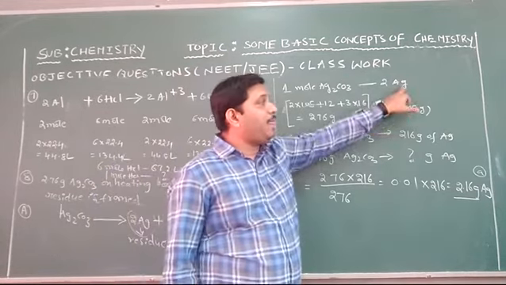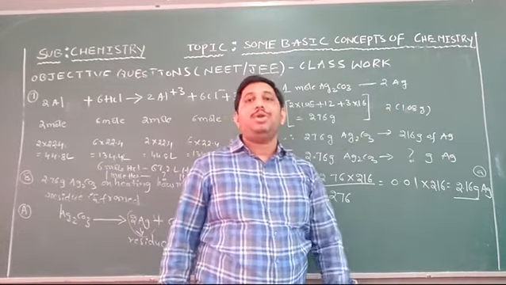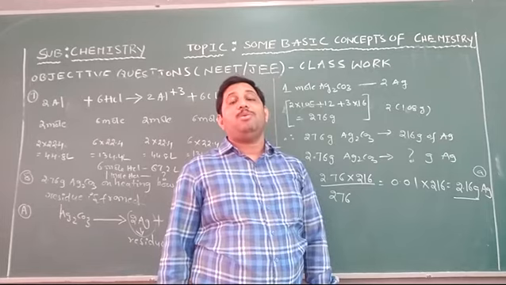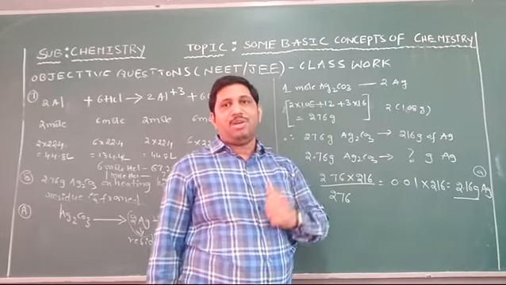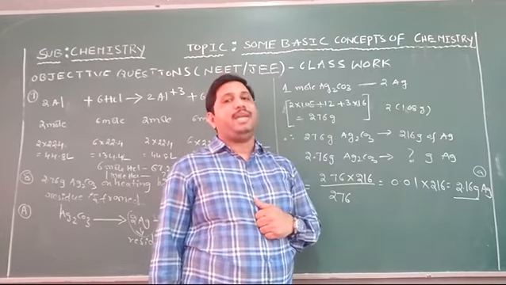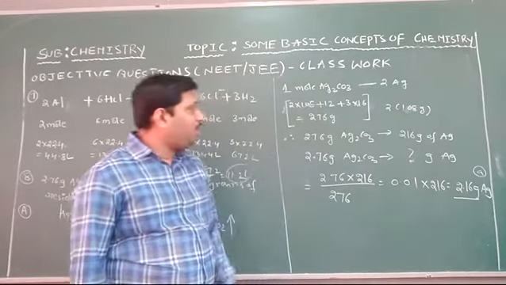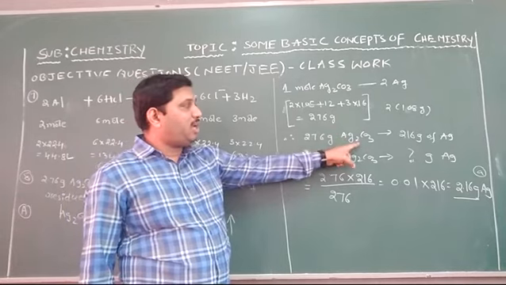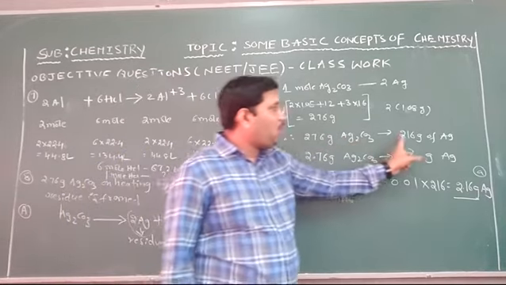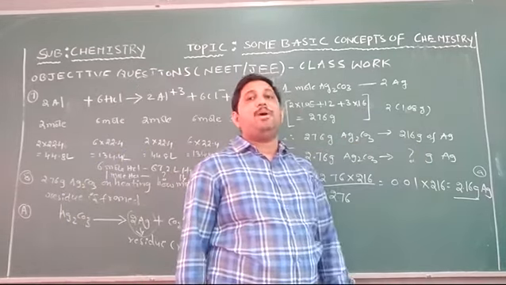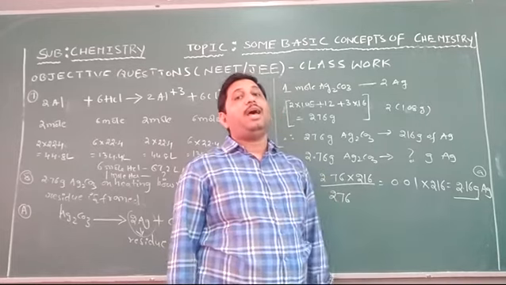The mass of silver carbonate is 276 grams. Upon heating, 2 into 108 grams of silver will be obtained. The atomic mass of silver is 108 grams, and because of 2 moles, 2 into 108 grams. Therefore, 276 grams of silver carbonate upon heating gives 216 grams of silver. Silver will be formed as the residue.